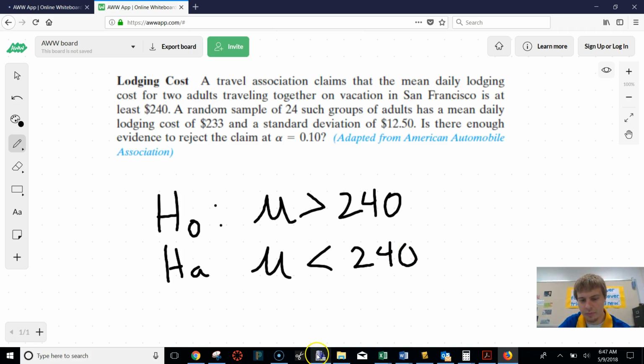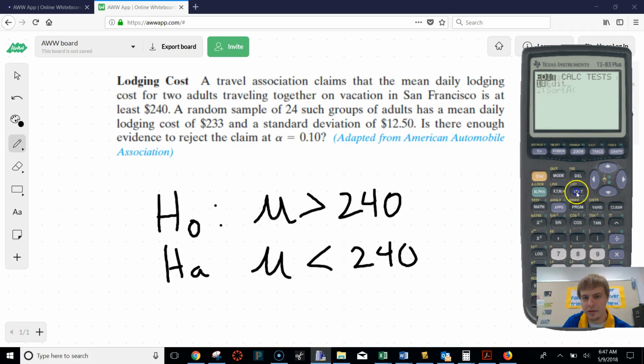And so then we can put all our data in again. We're going to do 240 and then 233 because that was our sample mean. Our standard deviation was 1250 and we had 24 samples. And now we want the mean. So I always look to make sure my symbols match up, and it does. And then I always make sure my alternative hypothesis matches up, which it does.